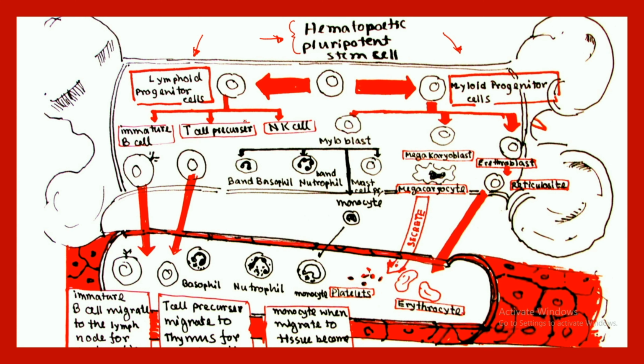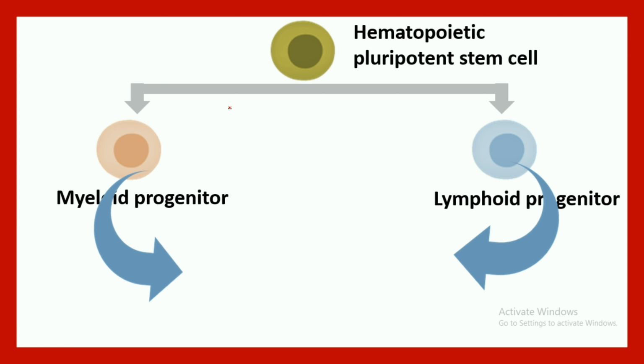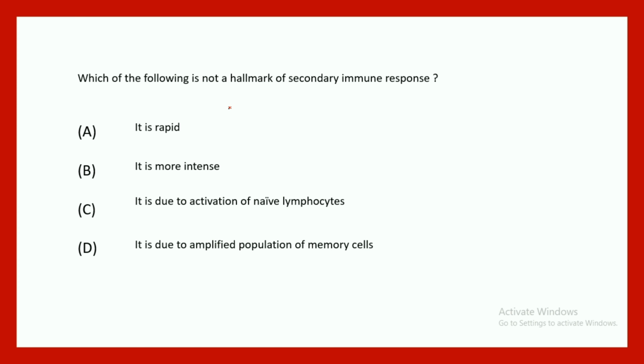So definitely the dendritic cell is not a component of the lymphoid progenitor cell or a descendant of lymphoid progenitor cell. That is why it's not a lymphocyte. Now the dendritic cell is unusual because it can be generated from both myeloid progenitor and lymphoid progenitor, and that is why it is unusual.